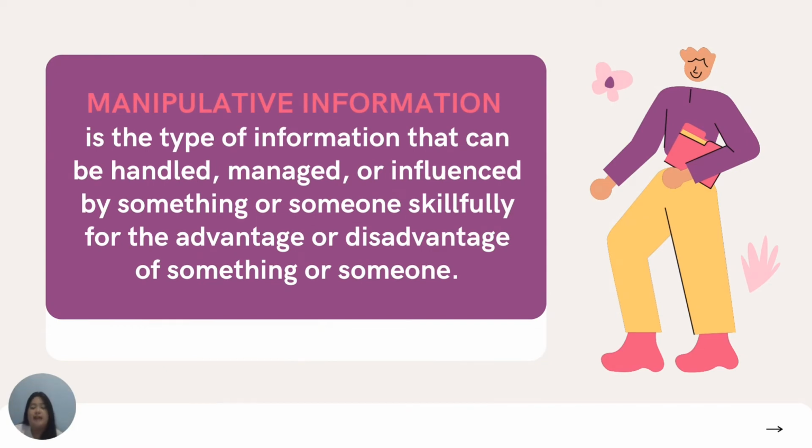The media world often uses the information to describe knowledge of specific events or situations that have been collected or perceived through communication, intelligence, or news. Manipulative information is the type of information that can be handled, managed, or influenced by someone or something skillfully for the advantages and disadvantages of something or someone.